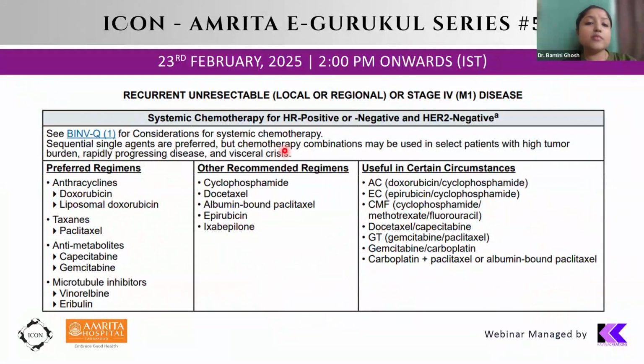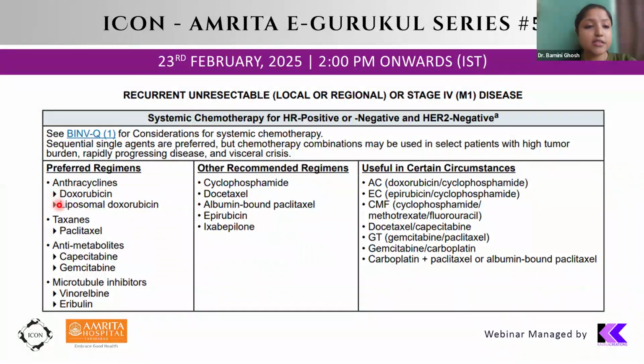So what are the systemic chemotherapy regimens? We see that single agent regimens are preferred in the metastatic setting because of their less toxicity and almost equivalent survival benefit compared to multi-agent chemotherapy. However, multi-agent chemotherapy is to be considered in select patients with high tumor burden, rapidly progressing disease, and visceral crisis.